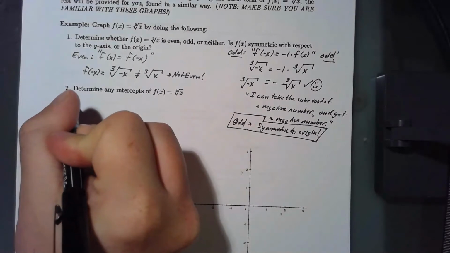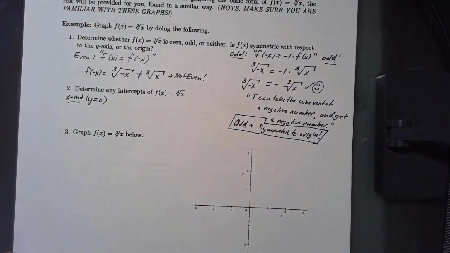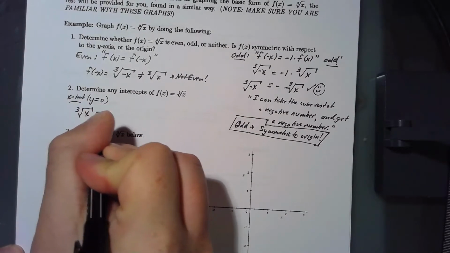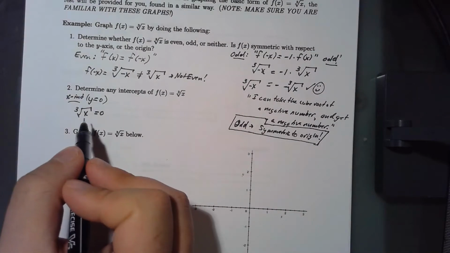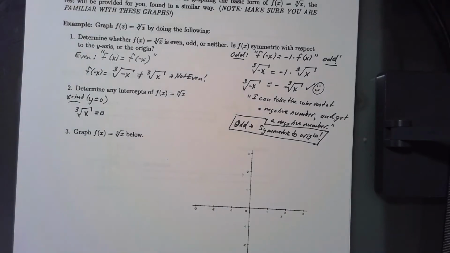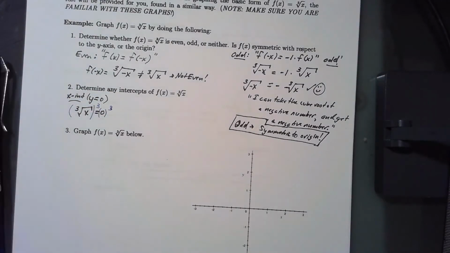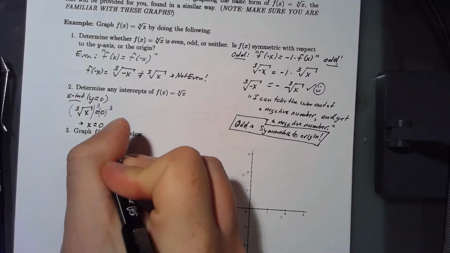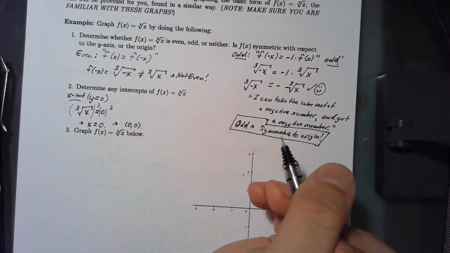So the x-intercept means y equals 0. So set this equal to 0. And the cube root of x equals 0, well, if I want to get rid of the cube root, I could just cube both sides to get x. So when I do that, I get x equals 0 cubed, which is just 0. Which means the x-intercept is (0, 0).